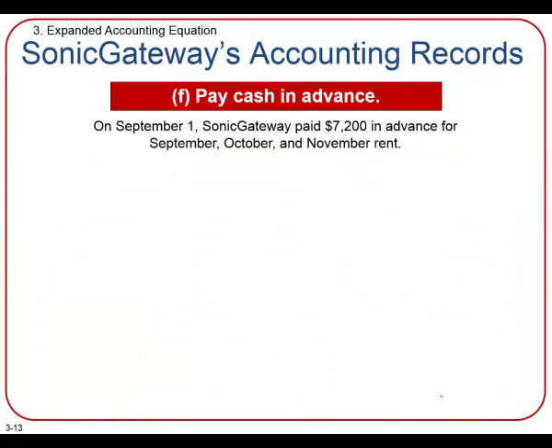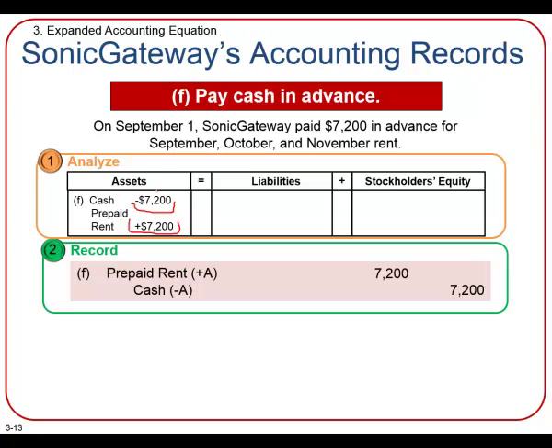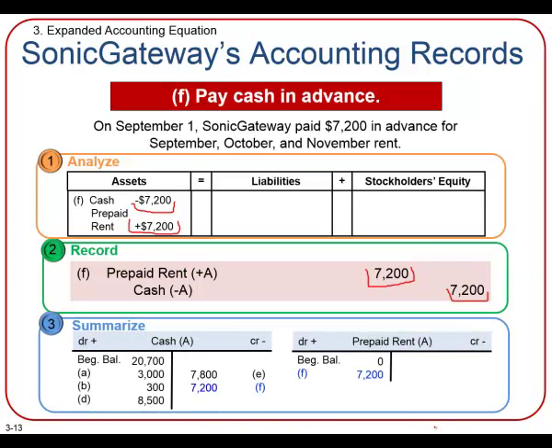On September 1st, SonicGateway paid $7,200 in advance for September, October, and November rent. Cash came out, but the asset prepaid rent increased. That's an asset account because we didn't actually have to pay our rent yet. It's still our money. Prepaid rent increased and cash decreased. Prepaid rent's kind of a funny account. Just remember that it's an asset. No expense has been incurred yet. It's still our money.